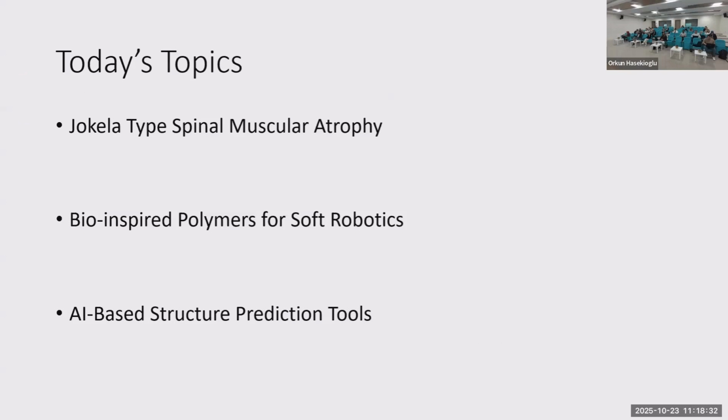Today's topics are about Jochela type spinal muscular atrophy. Have you ever heard about SMA disease? It's big in Turkey too. And this is the Jochela type of it. We will talk about that, and then about bio-inspired polymers for soft robotics using intrinsically disordered proteins, and then AI-based structure prediction tools. Then I will start with molecular dynamics simulation so that you see how important it is. Okay, now it's time for a break, I guess.